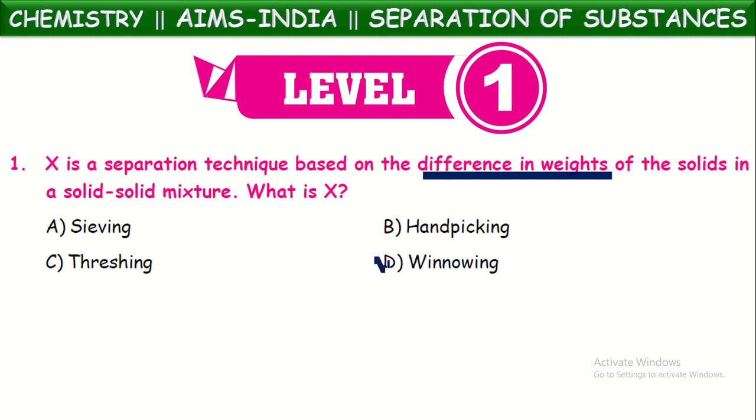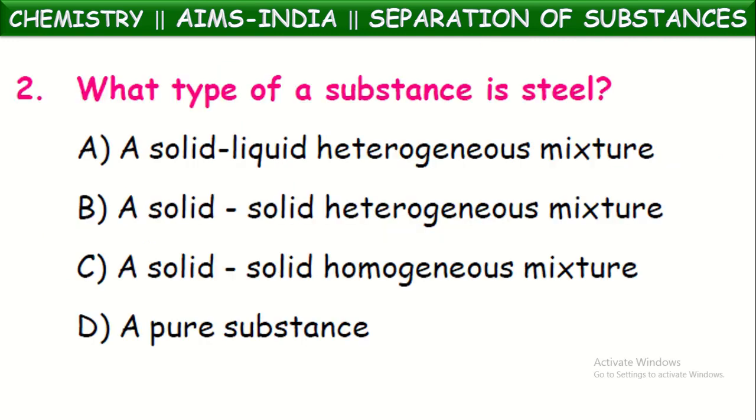That is winnowing, isn't it? Because in winnowing, when you pour the mixture of husk and grain from a certain height using flat pads, lightweight dust particles and husk particles will move away and form a separate heap, and the heavyweight grain will form a separate heap. In this way, based upon the difference in weight, those two are separated by winnowing, isn't it? Yes.